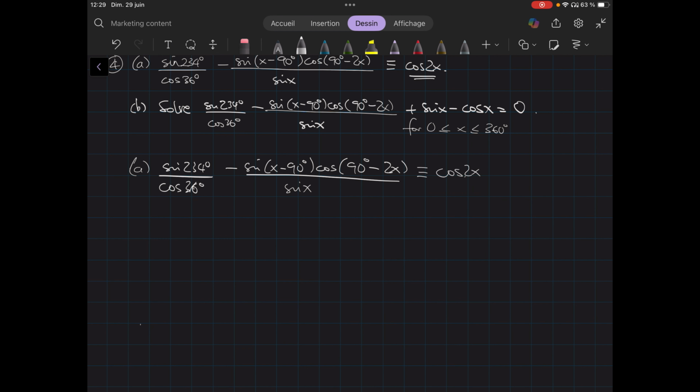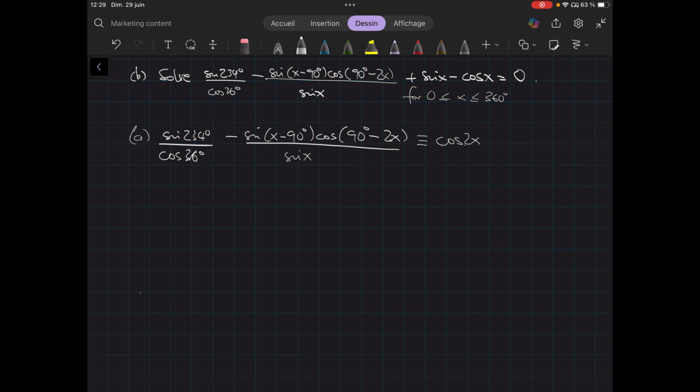Step 1, pick a side. Would you like to work with the left-hand side and simplify it? Or would you like to make a complicated mess from cos of 2x? There's only one rational answer. Step 2, how are we going to simplify this?